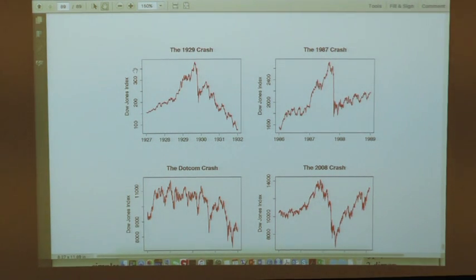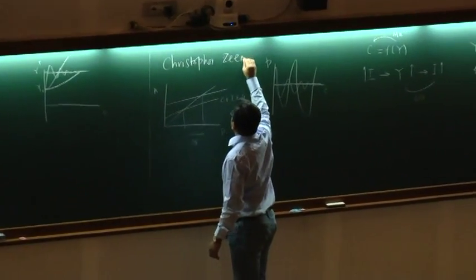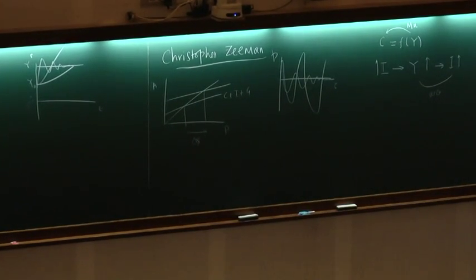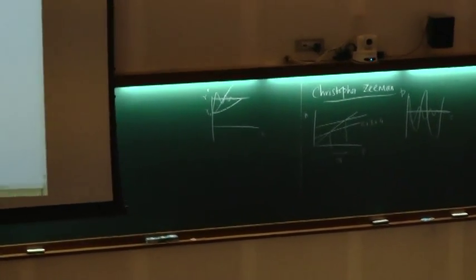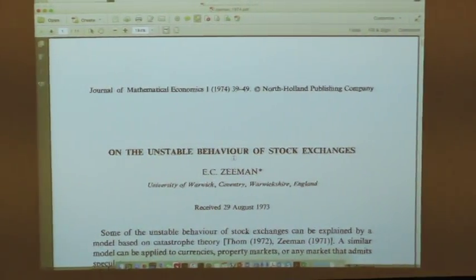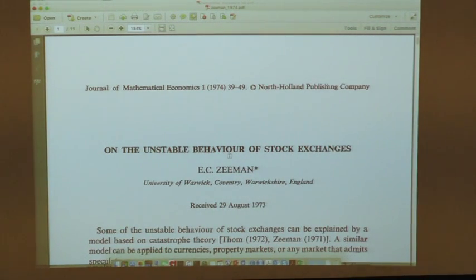Now, modeling this kind of dynamics was first done by Christopher Zeeman. I'll show you the paper. Christopher Zeeman is the name, maybe I'm saying it wrong. That paper, 1973 or 74, is on the unstable behavior of stock exchange. So he actually tried to model the abruptness of the crash using catastrophe theory, okay?